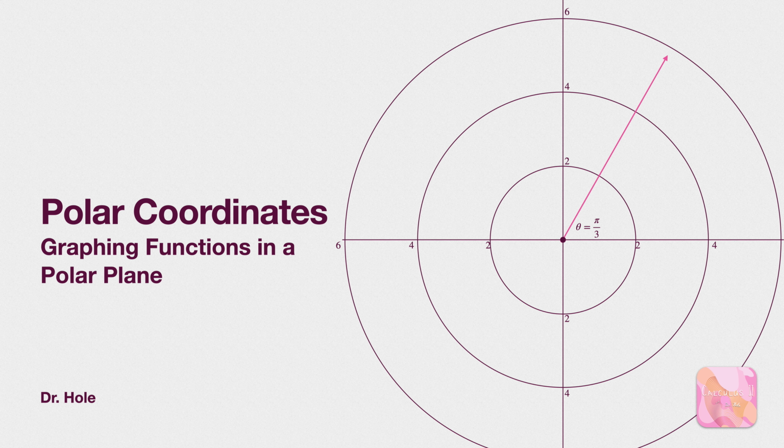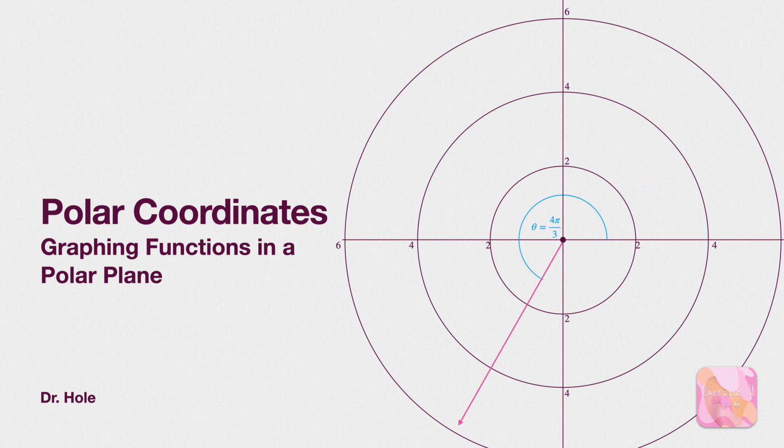If we move from the pole and we follow the direction of this ray, which forms an angle of pi over 3, if we move in that direction, in the positive direction, let's say 2 from the pole, then what we've done is we have specified a point in the polar plane where r is 2 and theta is pi over 3. And then I put a little arrow here to indicate that we're opening up a positive angle, the counterclockwise direction.